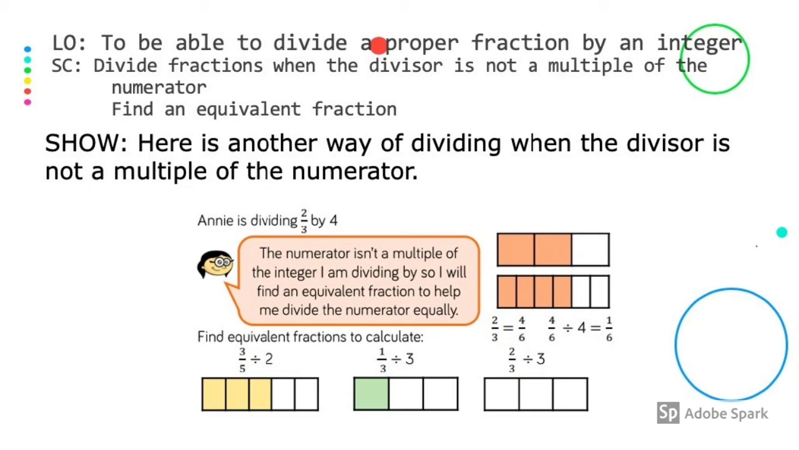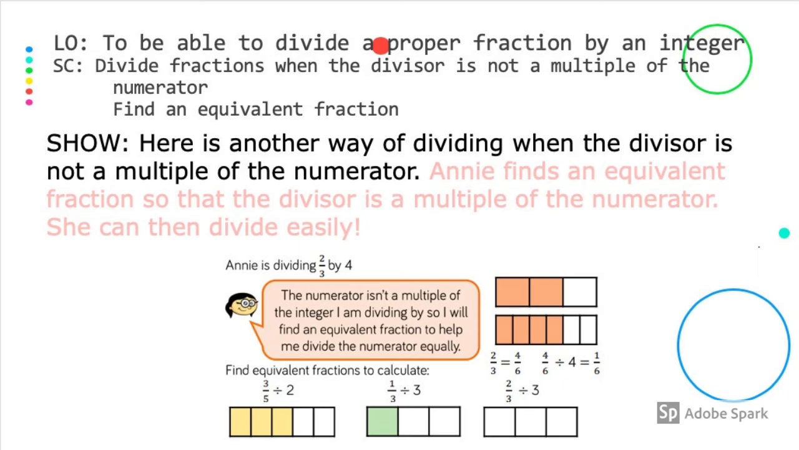She knows that 2/3 is equivalent to 4/6, and 4/6 divided by 4 equals 1/6. She uses her knowledge of equivalent fractions so that the divisor is a multiple of the numerator. Therefore, she can divide easily. I would like you to pause the video and try and have a go using Annie's method.